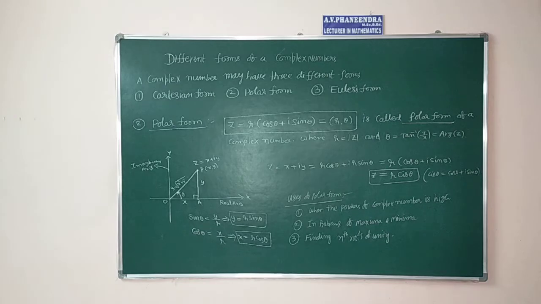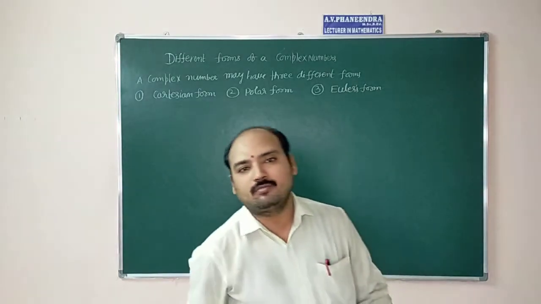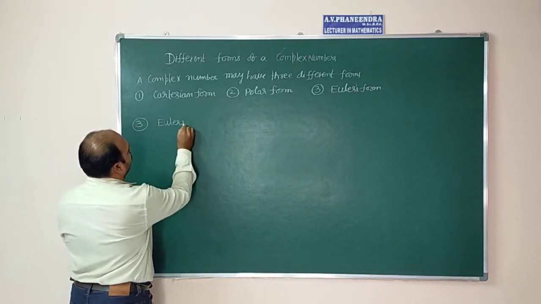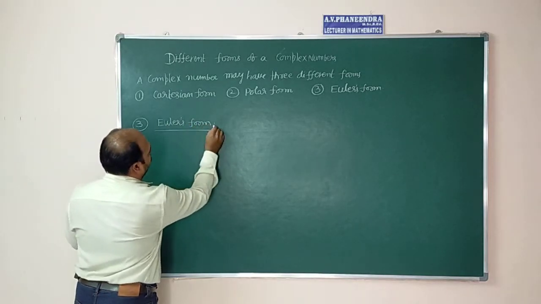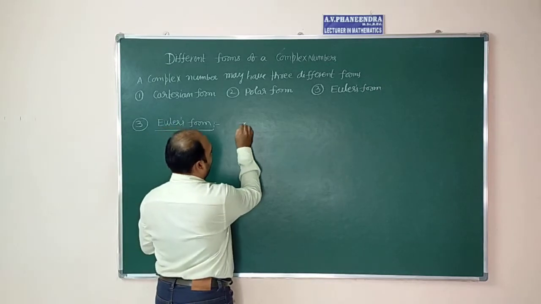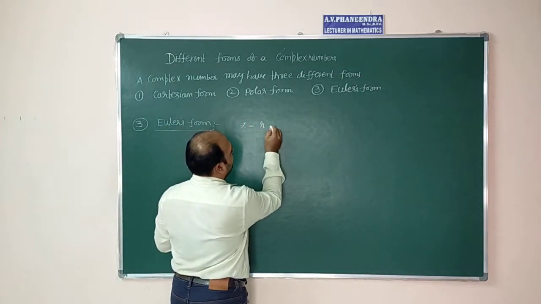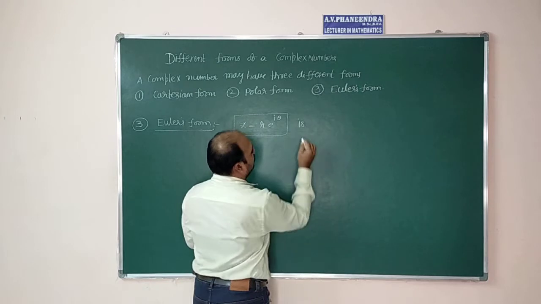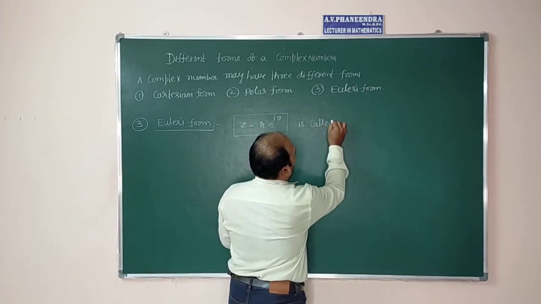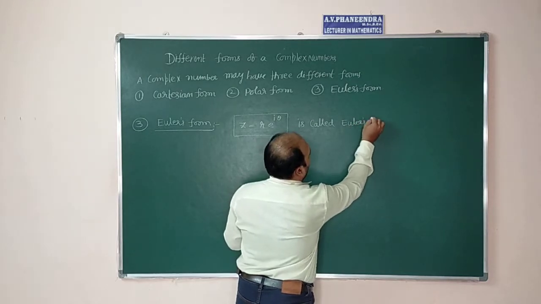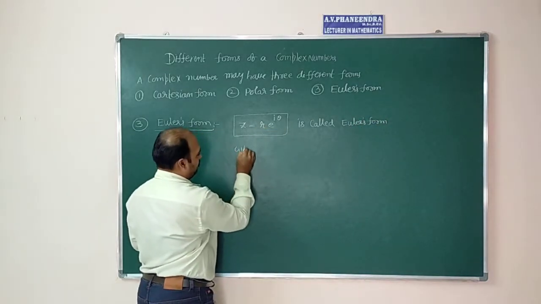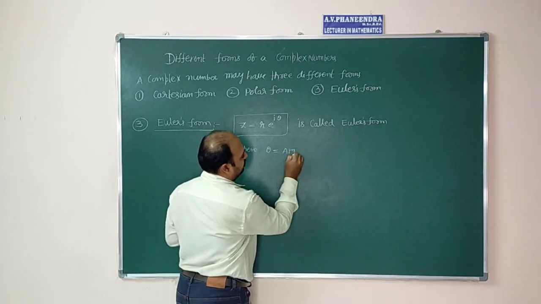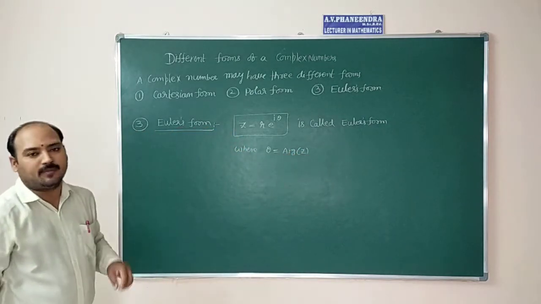Third form, Euler's form. The complex number z can be expressed as r into e power i theta, which is called Euler's form, where theta equal to argument of z. We know that argument of z is tan inverse y by x.